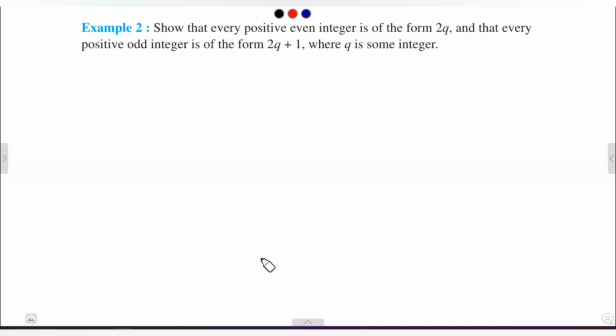Let's continue with example 2. Show that every positive even integer is of the form 2q and that every positive odd integer is of the form 2q plus 1, where q is some integer. Let us show this by applying the division lemma.